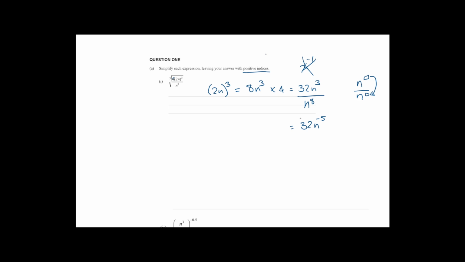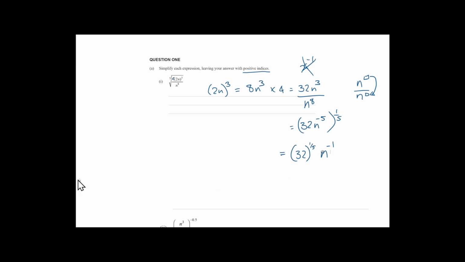So that's what's going to be under that radical sign, and it's to the 5th power. So to the 5th power is just the same as to the power of 1/5. And that's going to be really nice because it's going to be 32 to the power of 1/5, and -5 times 1/5 is -1.